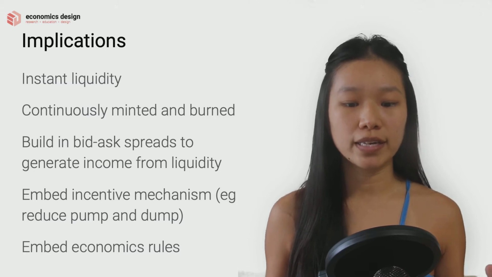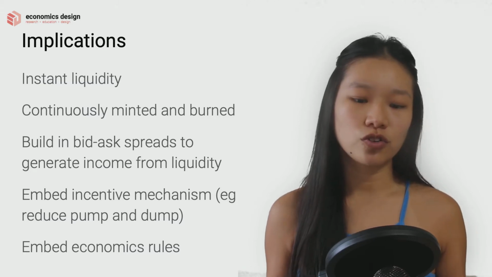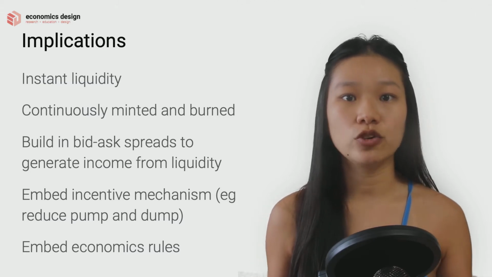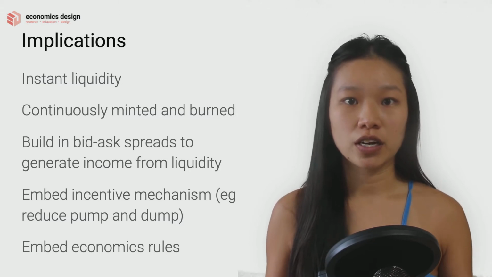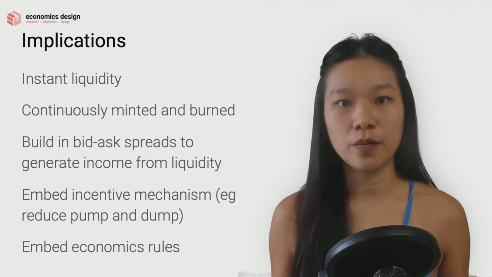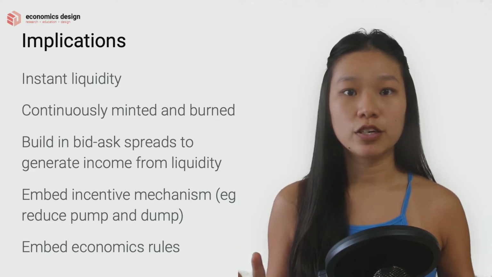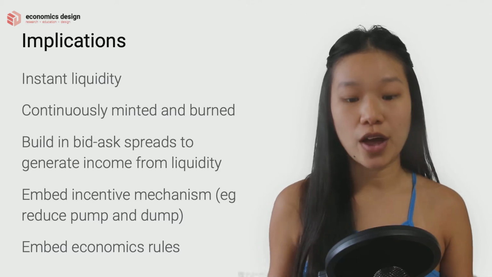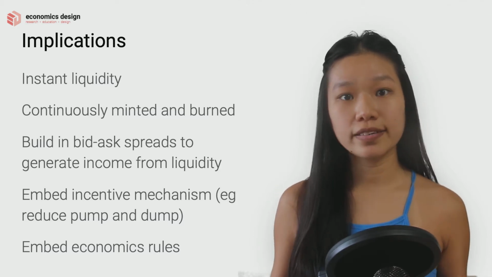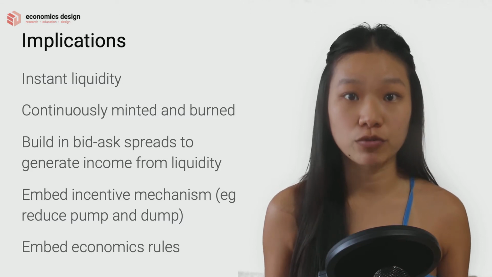You can also embed different kinds of incentive mechanisms. So you want to reduce pump and dump, and you can do that by changing the curves or the gradients of the different curve functions. We'll talk about it later. We'll just talk about how the different shapes of the curves will affect the different incentive mechanisms that you have in place. And lastly, it can embed different kinds of economic rules.